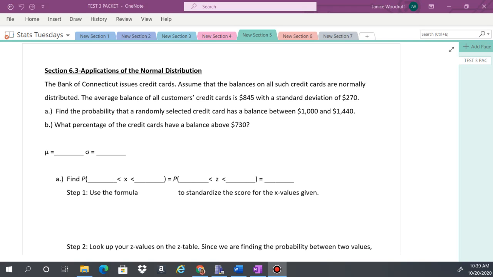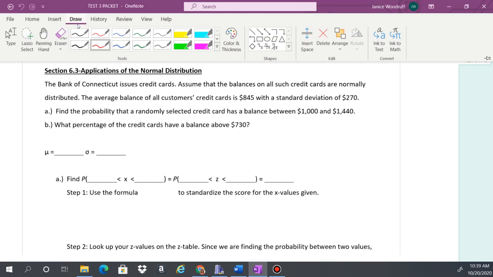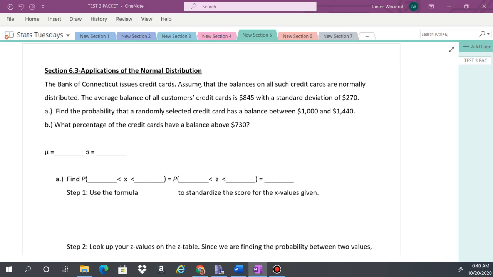Okay, so now we're going to start doing some applications of the normal distribution. So how can we actually use this? For this example here, the Bank of Connecticut issues credit cards. Assume that all balances on such credit cards are normally distributed. Okay, so we assume that it's going to take the shape of a normal distribution.